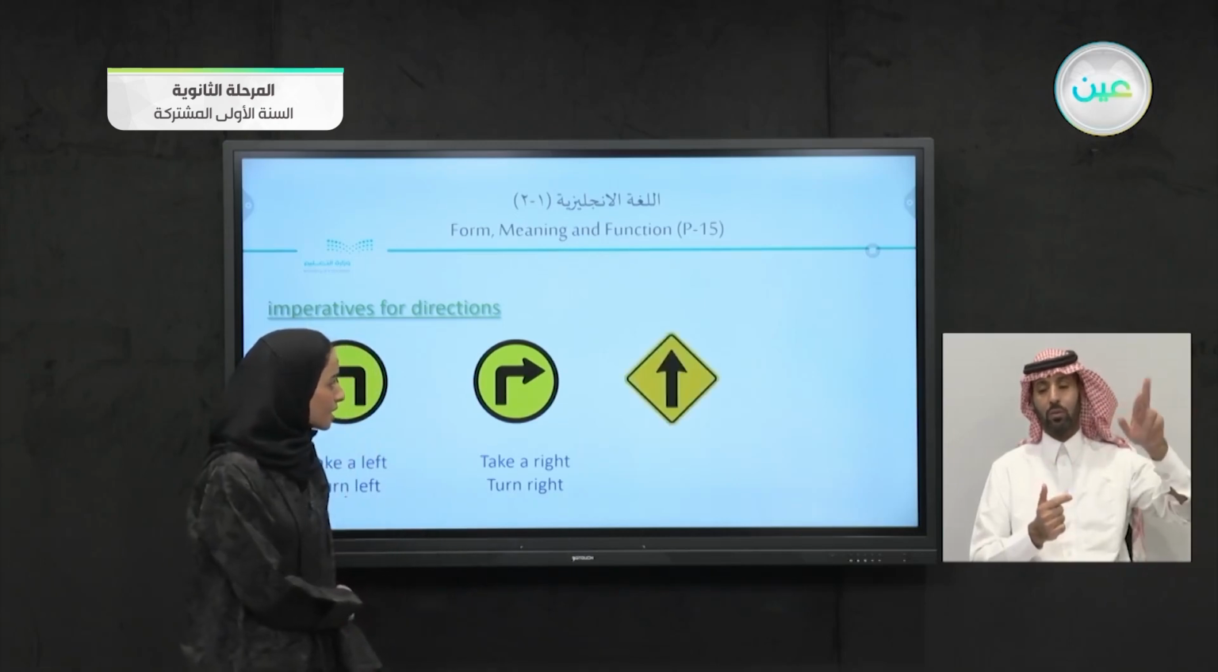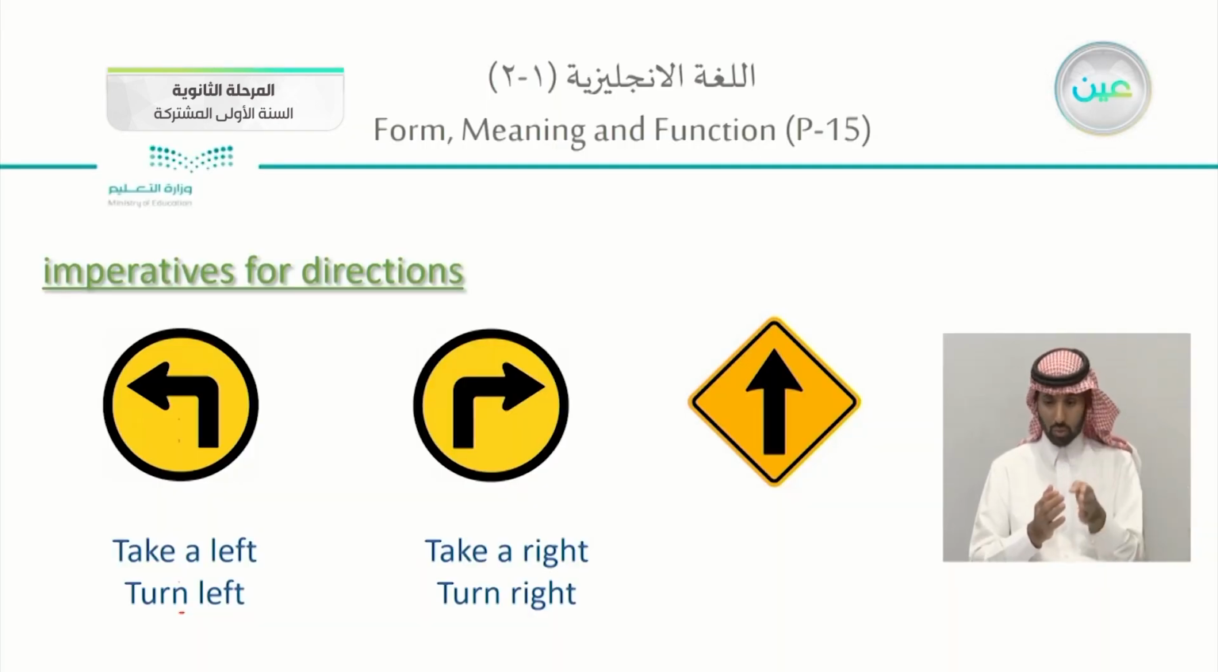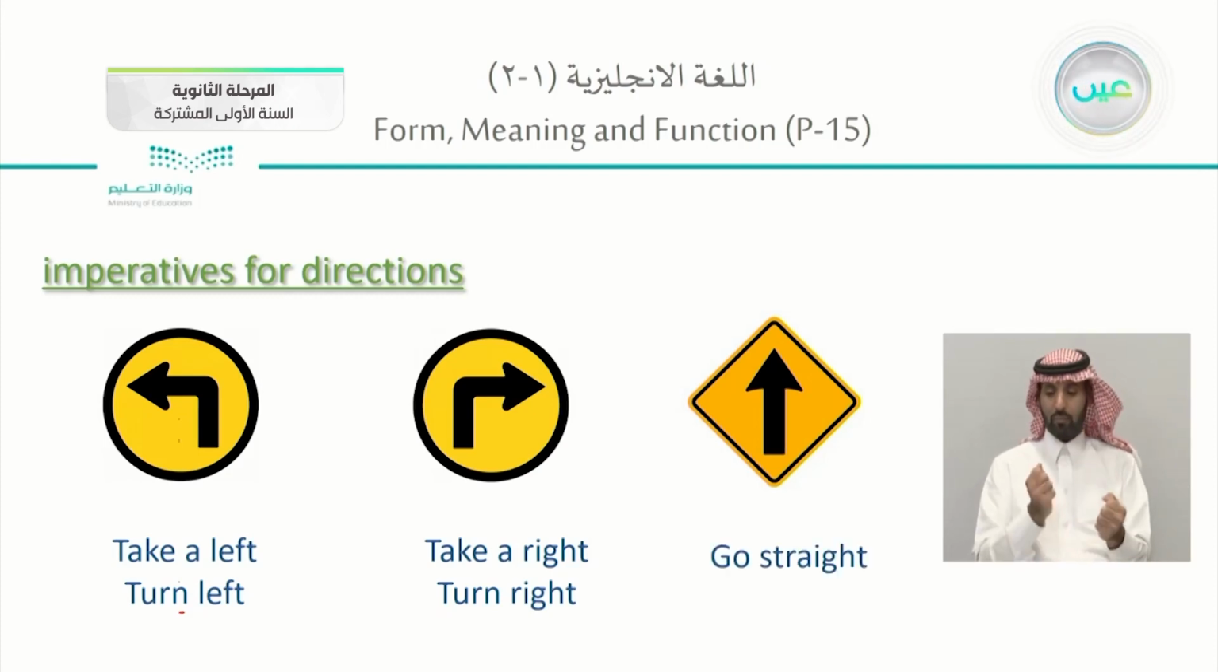The following one in here, what do we have? Not right and not left, it is to go straight. Do, go straight. So this is it. When you are using imperatives, you will use the base form of the verb: go, take, or turn.